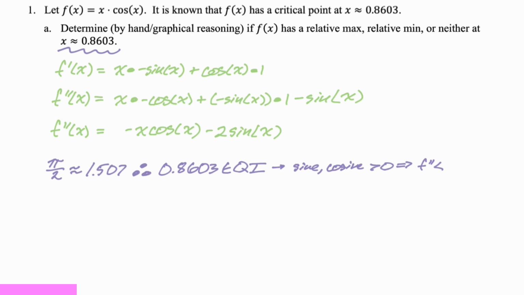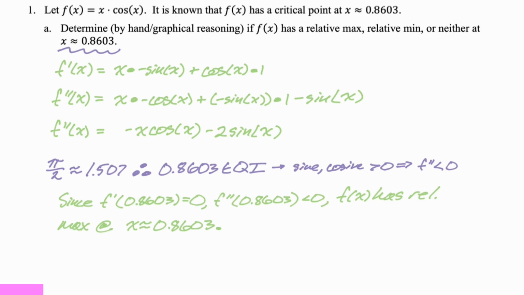So we can reason this out. It's not like super straightforward, but we can do it. So we know the second derivative is negative, the first derivative is 0. The second derivative test tells us that must be a relative maximum. So there you go. Since f prime is 0, f double prime is less than 0, f has a relative maximum at 0.8603. Not super straightforward, but not terrible.